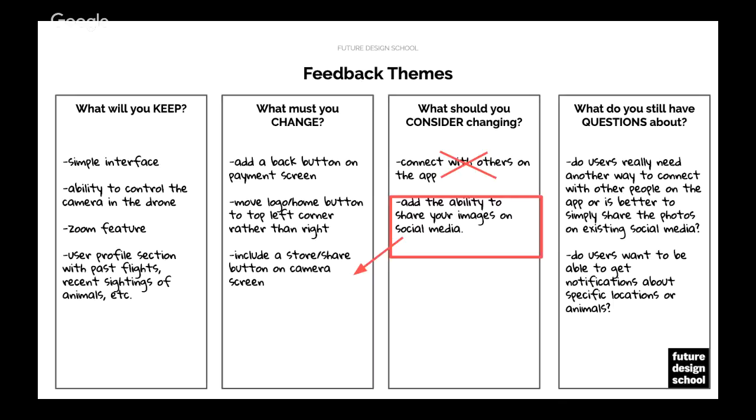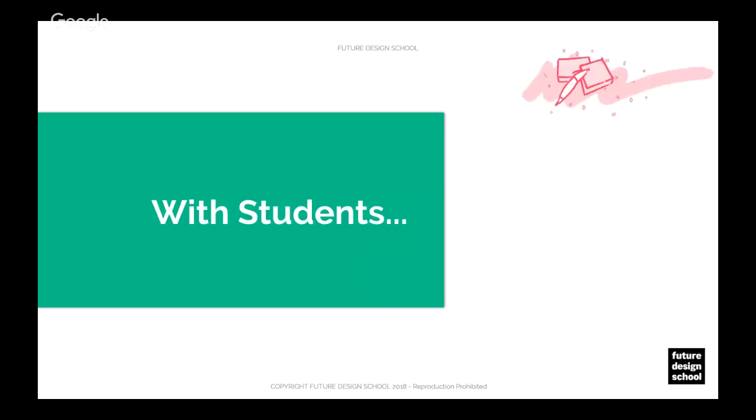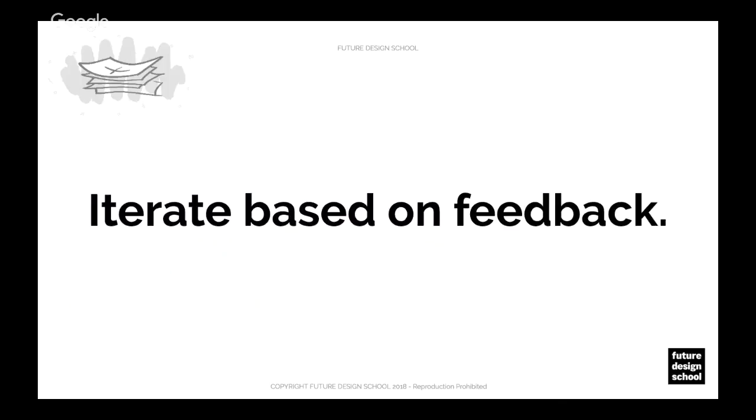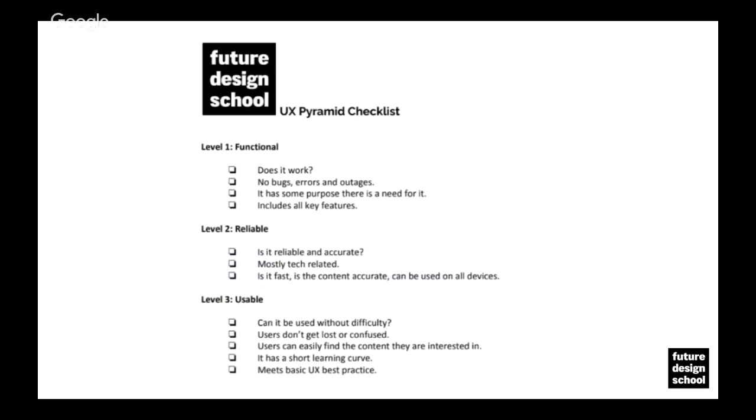And then any questions that we still had: do users really need another way to connect with other people on the app, or is it better to simply share the photos on existing social media? Do users want to be able to get notifications at specific locations or animals? So thinking about what the key themes are that you get in your feedback, what changes you're going to make, what must you keep, things that you might consider changing later on down the road, and any questions that you may still have. When you're working with students, they are going to iterate based on their feedback.